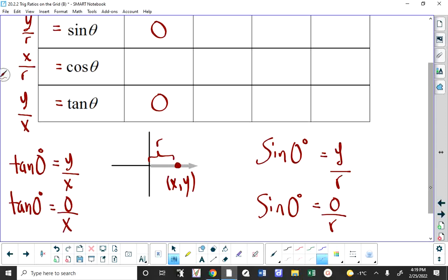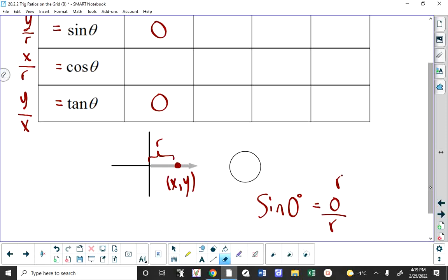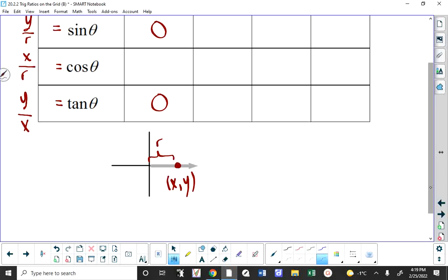Well, now let's talk about the cosine of 0 degrees. Since the cosine of any angle is x over r, the cosine of 0 degrees will be defined by the x-coordinate on that diagram divided by the value of r. But one of the things you'll notice is that in this diagram right here that I'm indicating, r is the x-coordinate.